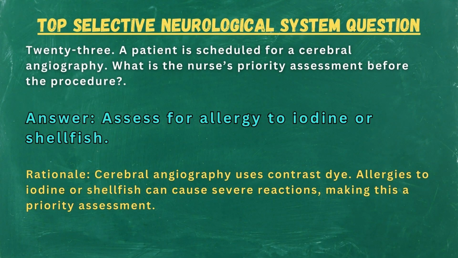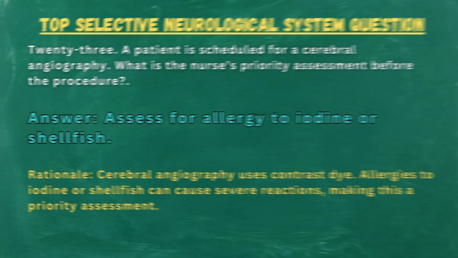23. A patient is scheduled for a cerebral angiography. What is the nurse's priority assessment before the procedure? Answer: assess for allergy to iodine or shellfish. Rationale: cerebral angiography uses contrast dye. Allergies to iodine or shellfish can cause severe reactions, making this a priority assessment.